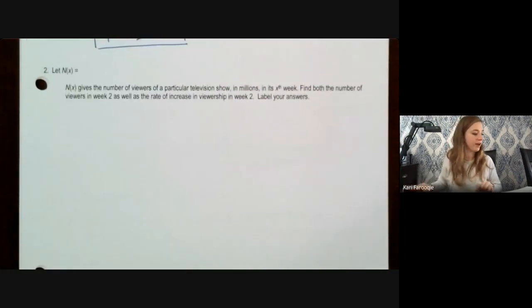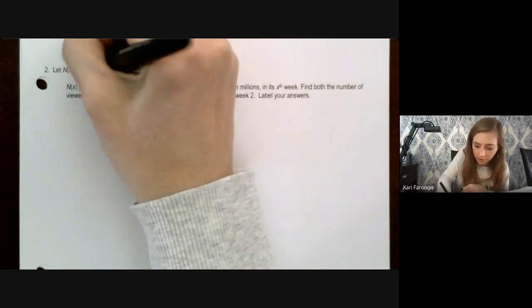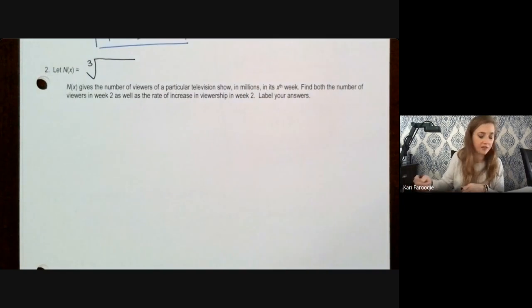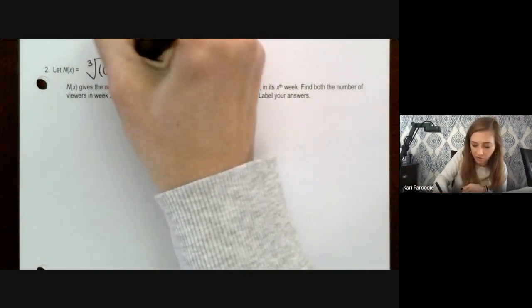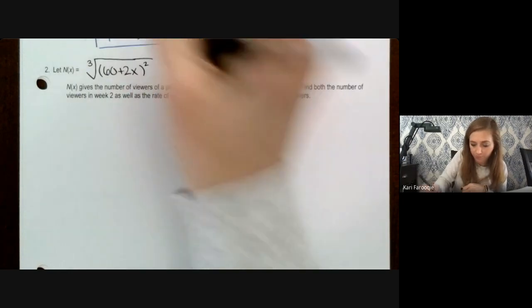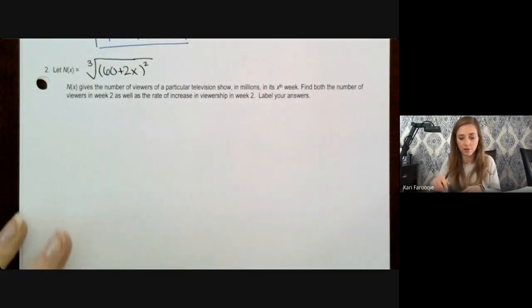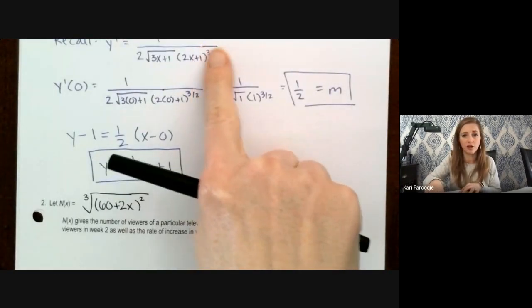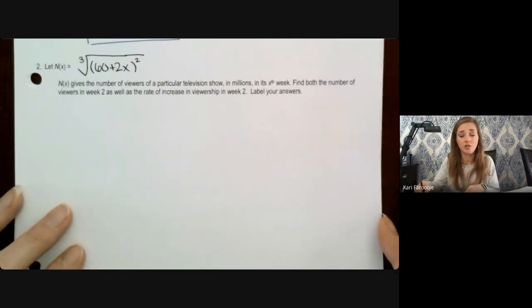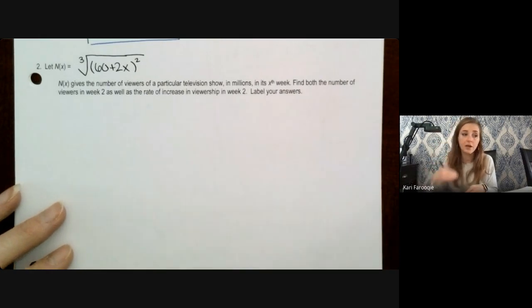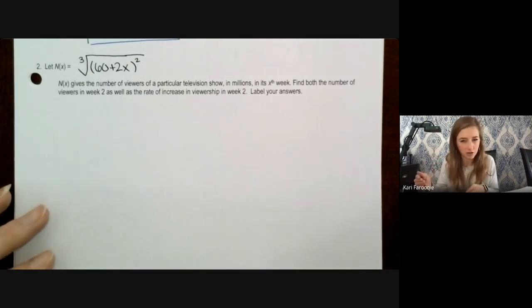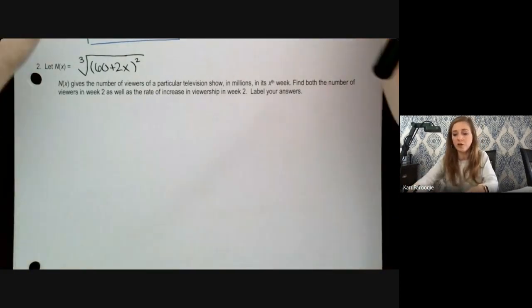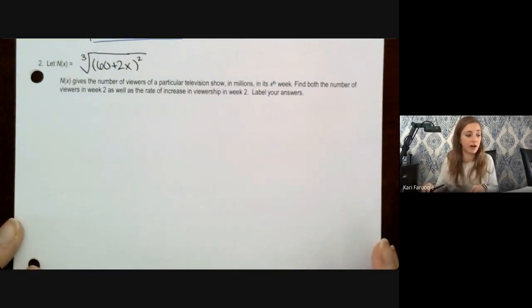Let n of x equal, I'm going to give you a function, the cubed root of 60 plus 2x quantity squared. Notice how I keep rewriting my radicals to be longer if I need them to be longer. I did that here too because I stopped it and I rewrote it. It's really important that we make sure that our radicals include everything they're supposed to, because sometimes you end up with a lot of steps in a problem and you end up shortening your radicals and then you think things aren't in the radical when they are. So just be careful about that so that you can make sure that you're actually writing what you intend to write.